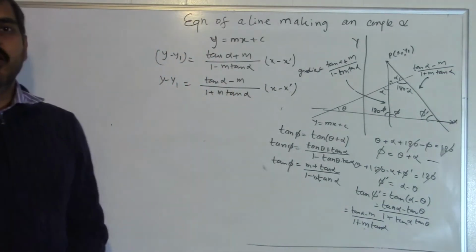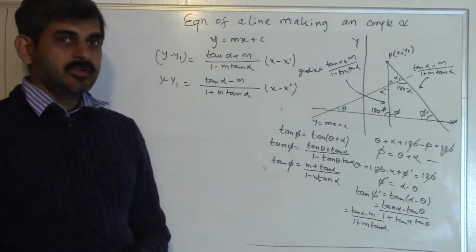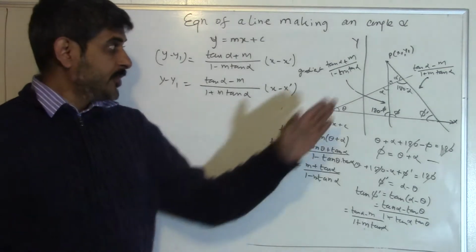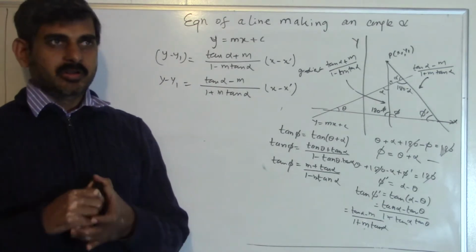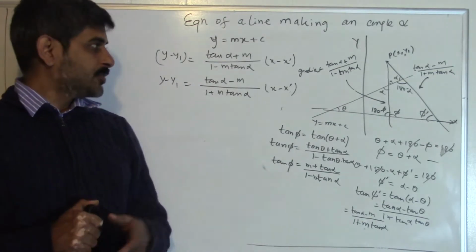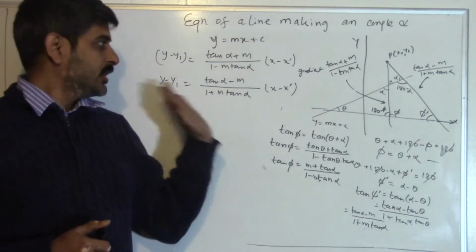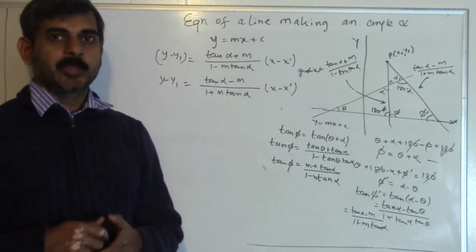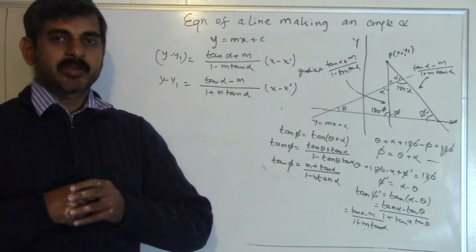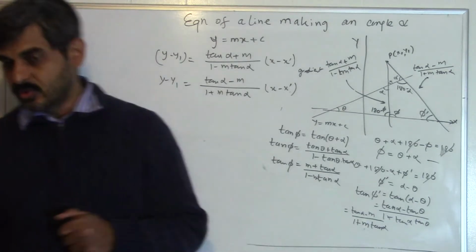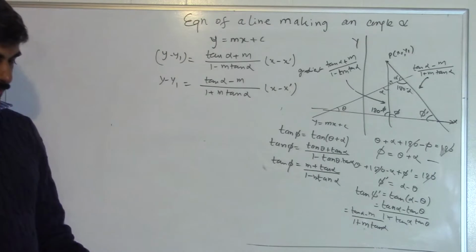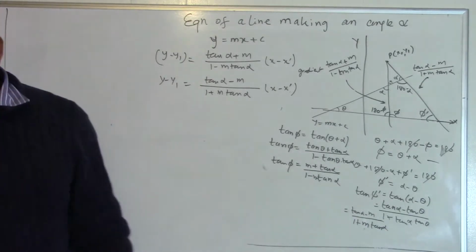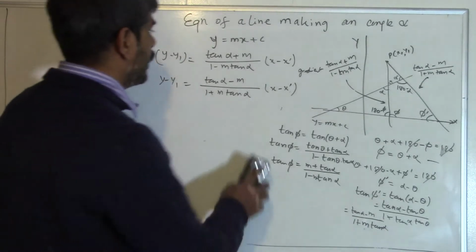So this is how you can find the equation of a line which is making a certain angle and is not perpendicular or parallel to a given line. If it's perpendicular or parallel, you can use the easier method of using the equation m1 m2 equal to minus 1, or m1 is equal to m2. So let's do this question from this book, S.L. Loney. I'll keep this.